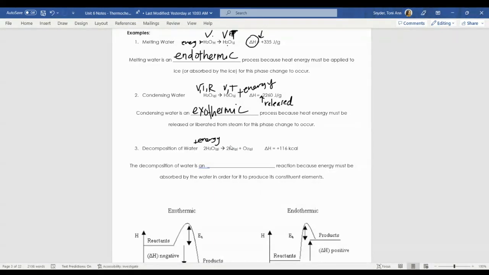And I have to input 116 kilocalories of energy in order for this decomposition to occur. Because energy is a reactant and this value is positive, the decomposition of water is an endothermic process. Whenever energy is a reactant, it is endothermic. Whenever it is a product, it is exothermic.